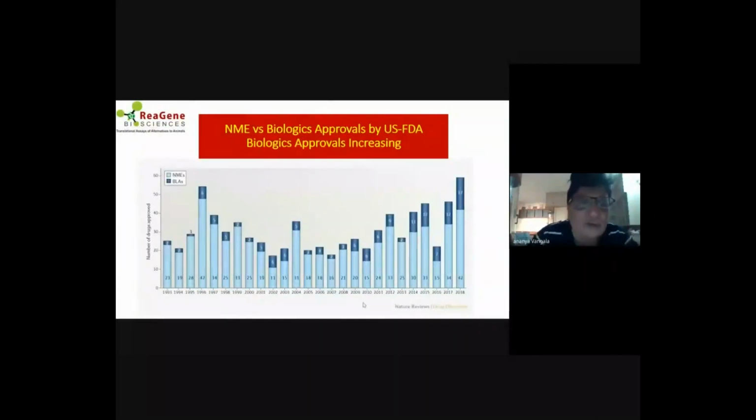So some people are actually moving away from small molecules and slowly moving into biologic molecules, more protein type or peptide type molecules. And you can see that slowly, more and more biologics are also getting approved by the FDA in addition to the small molecules. Next one, please.